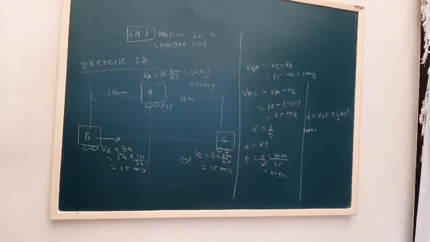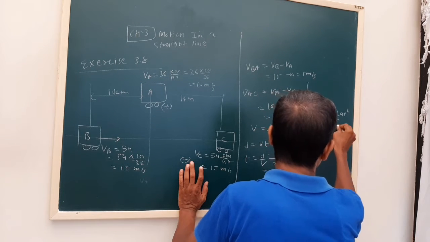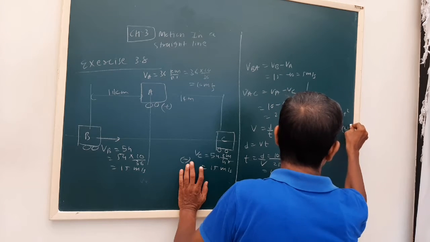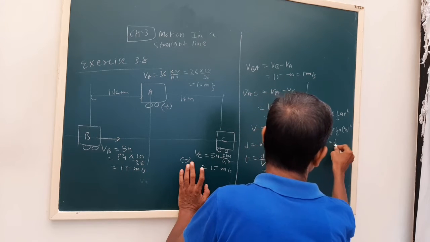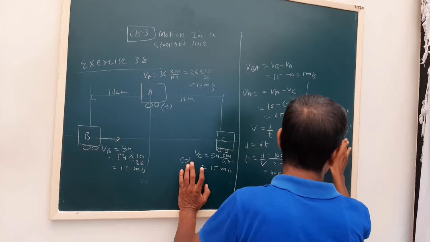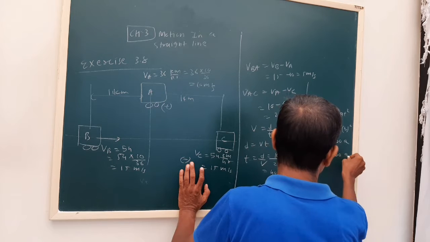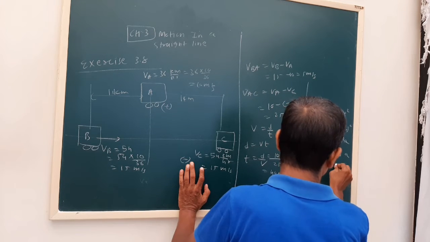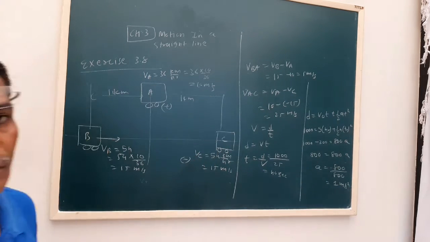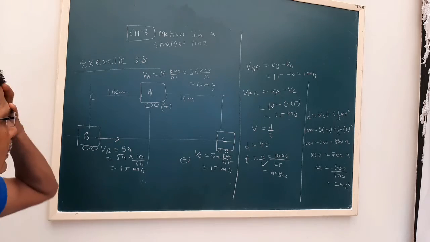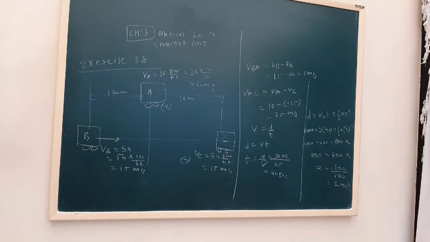Okay. What is the relative velocity here? 5. Why? B moves in the same direction. Time is 40. Okay. So 1000 minus 200, 800 a. 800 is equal to 800 a. a is 1 meter. Okay. So if B wants to overtake A, it has to travel with the acceleration of 1 meter per second square. Now let me tell you again.